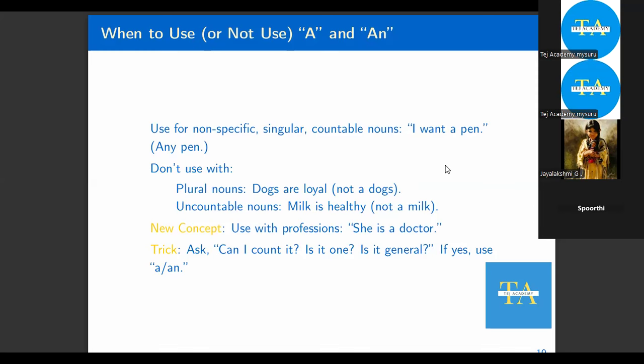Here, if you can count it, it should be either one or more. And if it's one, we have to use a or an. Okay, this is articles used in front of singular nouns. And is it general? Using the word general, we have to focus on it a bit more because we have to define what general literally means, because some general statements come without any article.